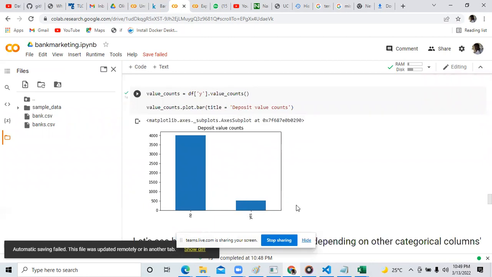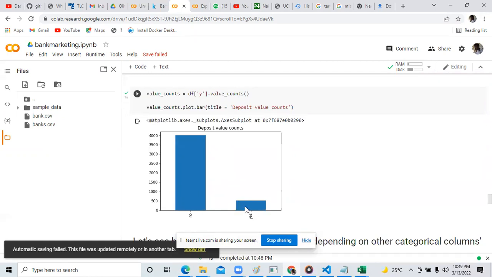Don't forget, this data set is a data set of previous campaigns by this bank. They've sent out campaign messages to 11 to 4,000 customers in this data set. And the majority of the people here said no. Just close to 4,000 customers said no. Just close to 500 customers said yes.